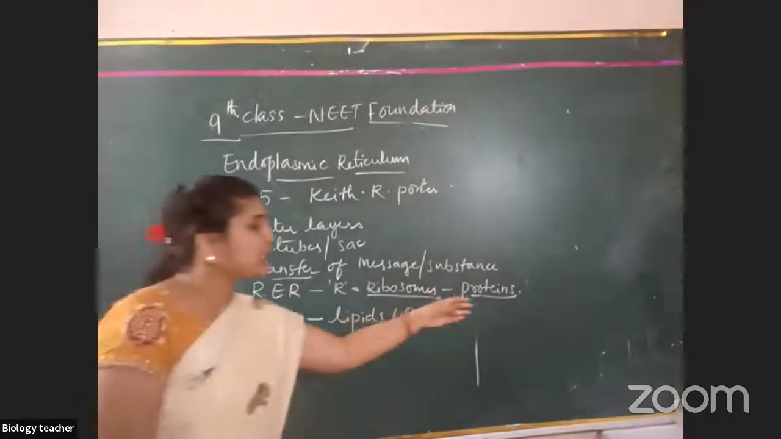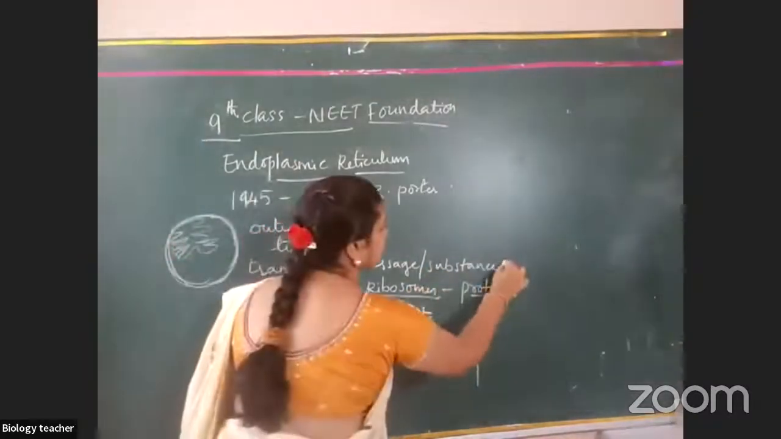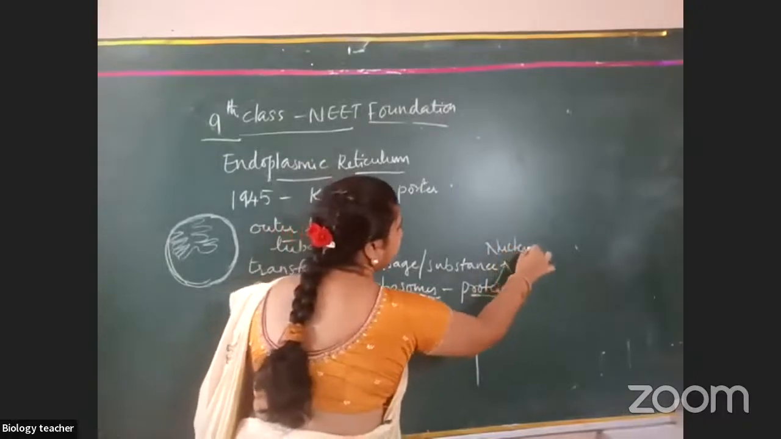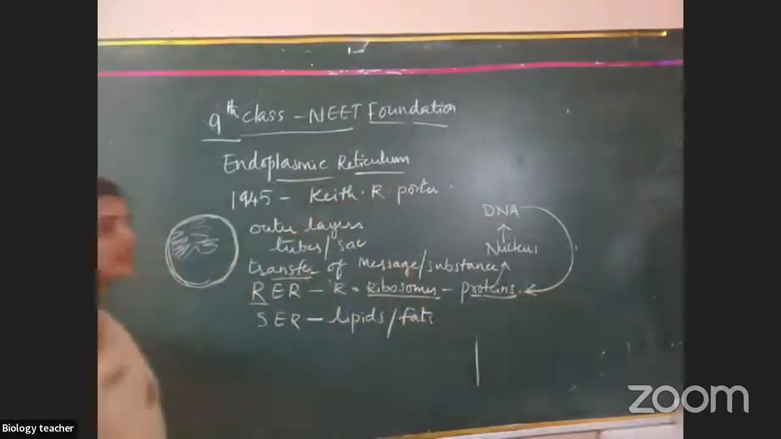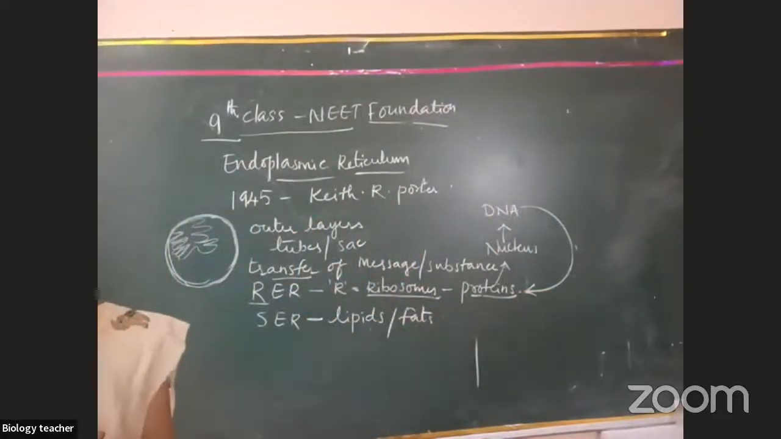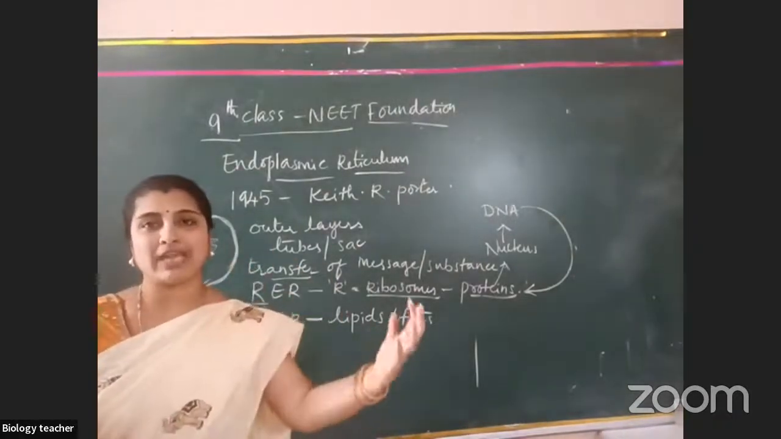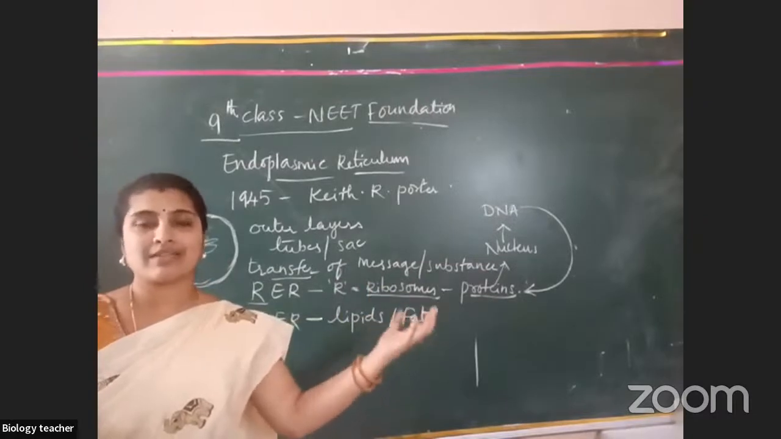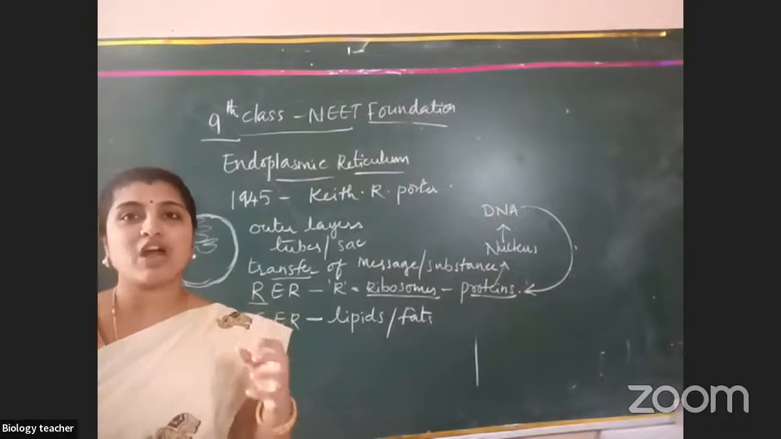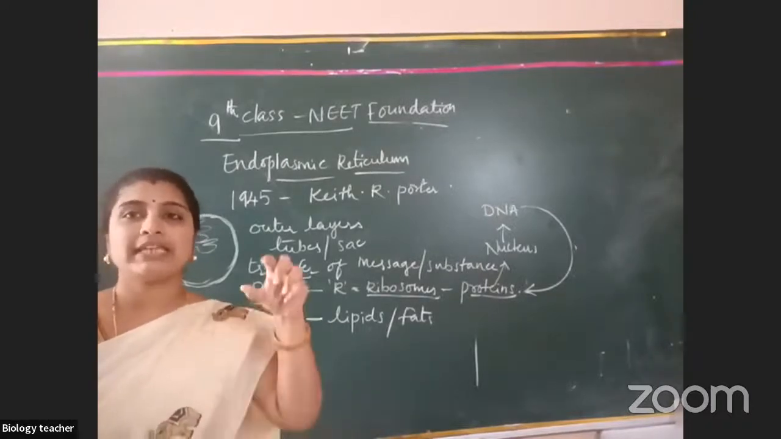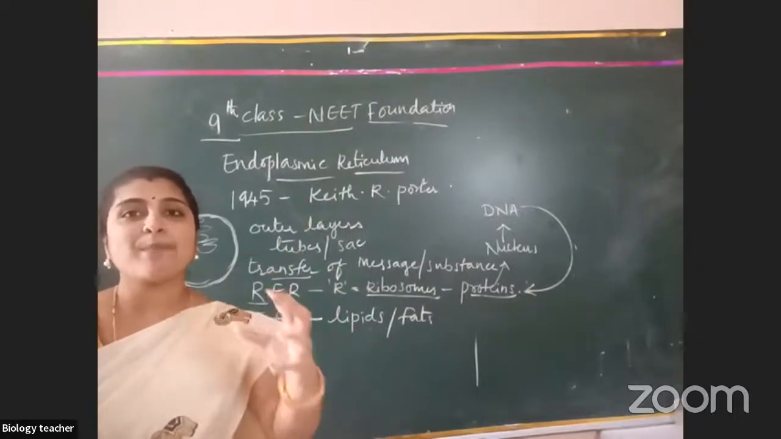Also, these proteins are sent towards the nucleus. The nucleus contains DNA, and DNA is made up of proteins. Once again I am repeating: we are similar to our parents, grandparents, cousins, aunts or uncles. That is because of genes. Where are the genes present? In the chromosomes. Where are chromosomes present? In the nucleus.